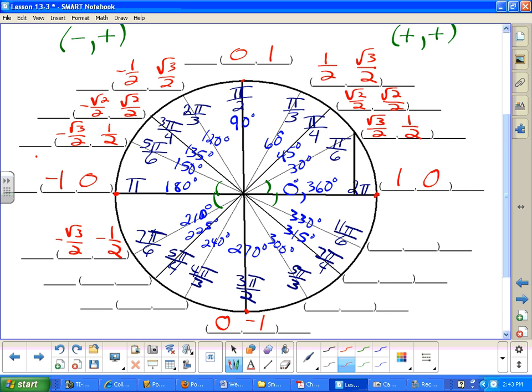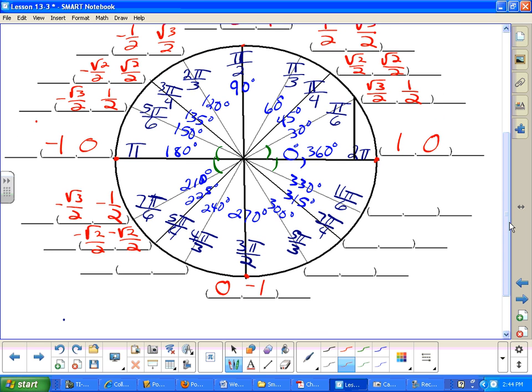Just like we used pi over 4 or 45 degrees, this middle one, I'm still using those, square root of 2 over 2 and square root of 2 over 2. Negative 1/2, negative square root of 3 over 2.